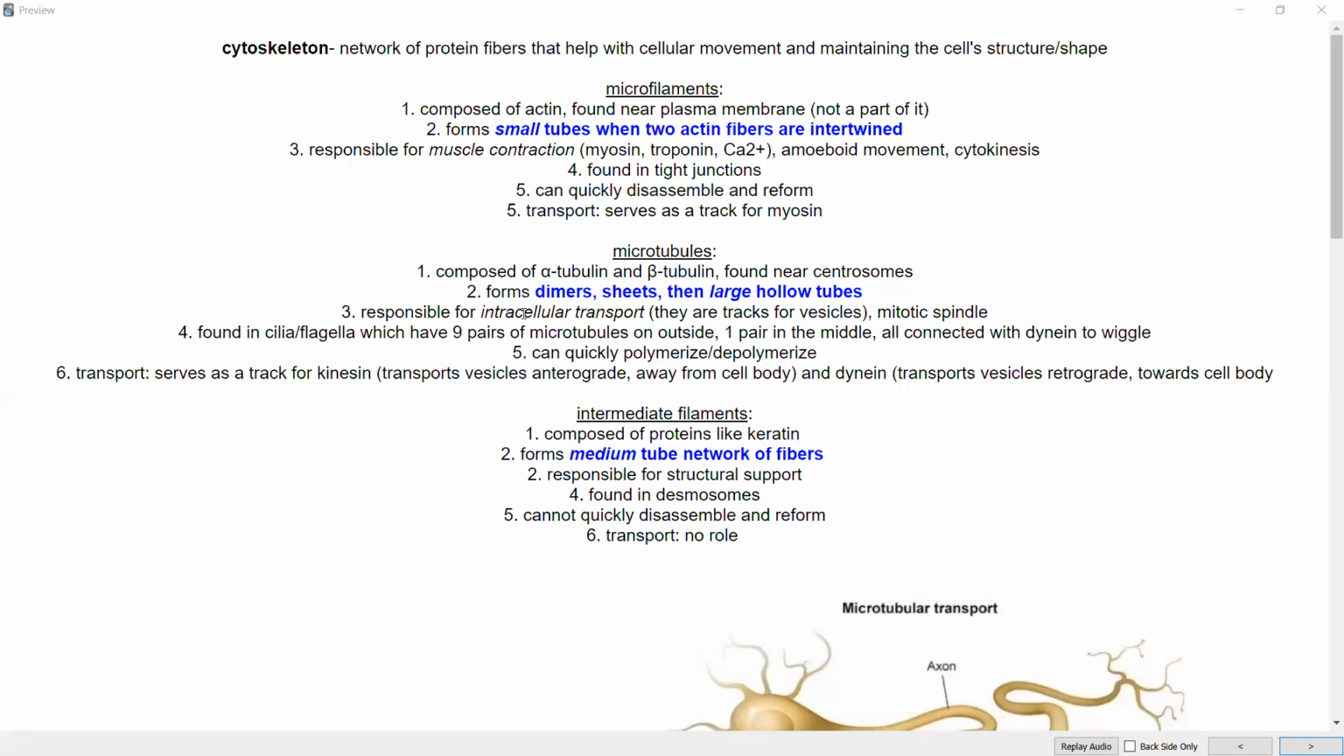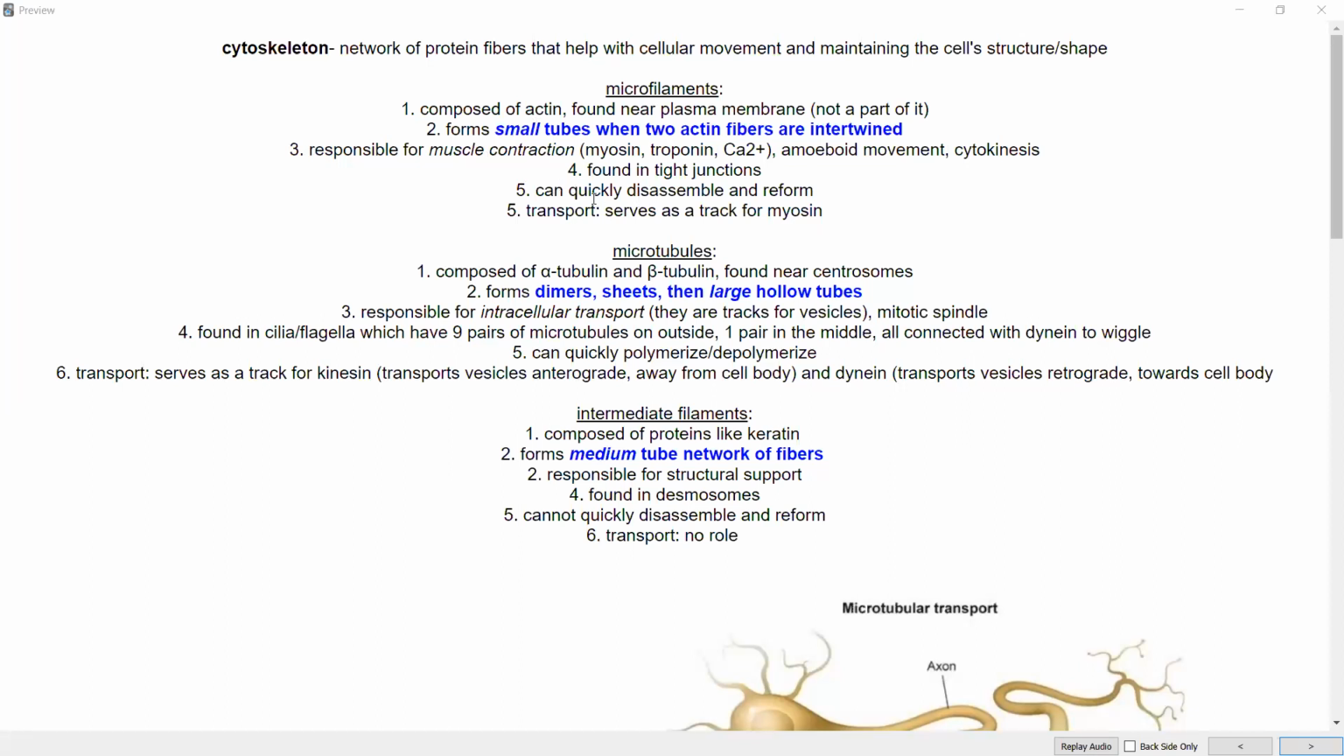Whereas microtubules are not moving anything. They are just there as tracks. And so intracellular transport happens on top of the microtubules, but the microtubules themselves are not what's moving around. It's like a train running on a track. That's what a microtubule is. Whereas the microfilaments are actually moving around.